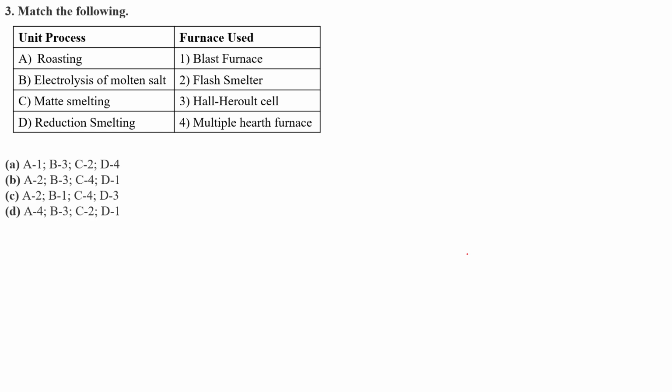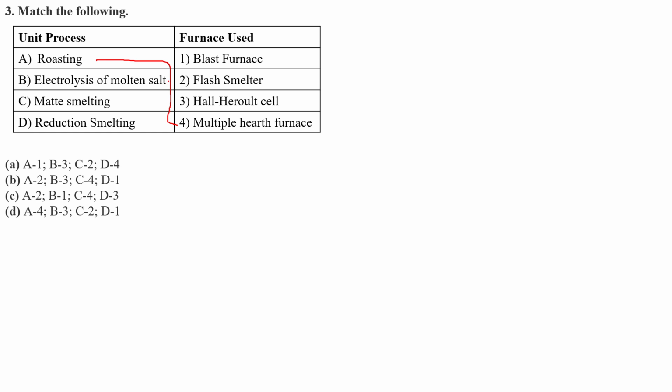Then there are some unit processes, and for those particular unit processes, what type of furnaces are being used. When we talk about the roasting process, roasting is generally done for the conversion of metal sulfide ores into the particular metal oxides. A common example is the conversion of copper sulfide and zinc or lead sulfide into the respective metal oxides so that they can be used for further smelting operations. Roasting operations are generally done with the help of a multiple hearth furnace.